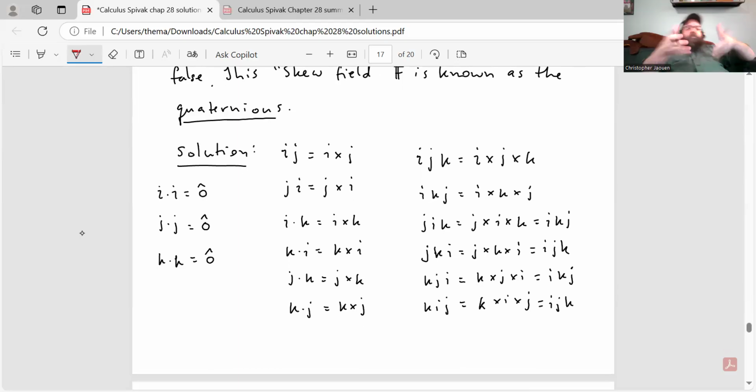All right, and then you just do the calculations. So here they are. This is what I did: not only the products of the pairs, but I also did the product of the three vectors with themselves too. You only get two distinct answers in that case. So yeah, that's chapter 28, the solutions. Let me stop my screen share.